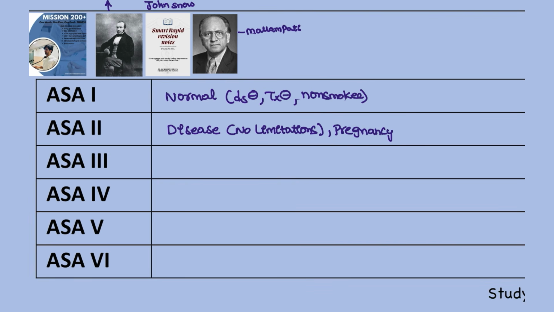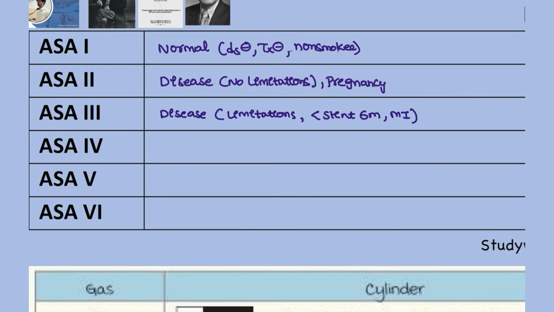Next, the ASA 3 grading is when the patient has the disease, but there are limitations. Okay, so the patient will be having limitations, or the patient is not compliant in recent days with the medications, or the patient has had a stent procedure less than 6 months ago. Okay, and a recent MI attack, all this will be considered as ASA 3 grading, or the patient is on different kinds of seizure medications.